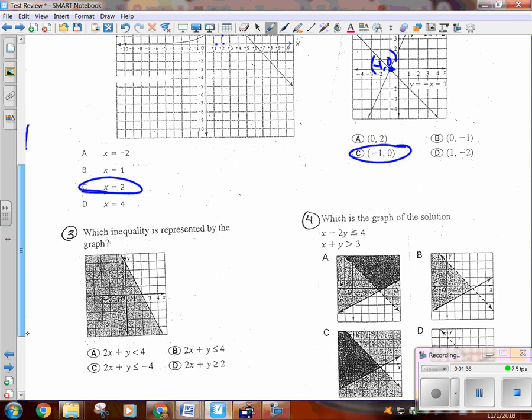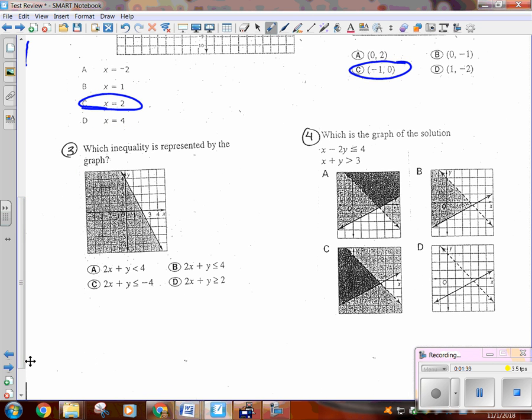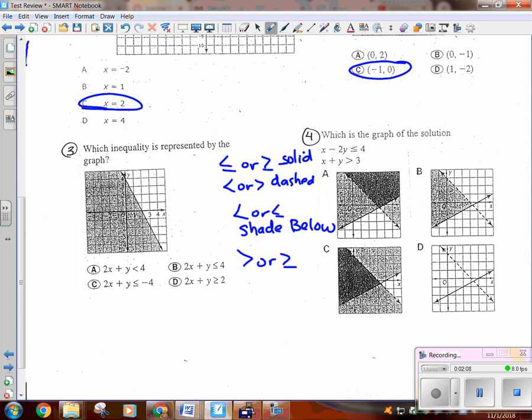Number 3, which inequality is represented by the graph? So let's remember a few things. If it's less than with an equals, or if it's greater than with an equals, then it's going to be a solid line. Okay, solid. If it's just less than or just greater than with no equals, it's going to be a dashed line. If it's less than or less than or equal to, I'm going to shade below the line. If it's greater than or greater than or equal to, I'm going to shade above. Okay, so this is what we need to remember.